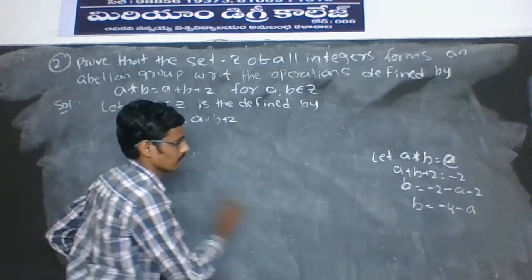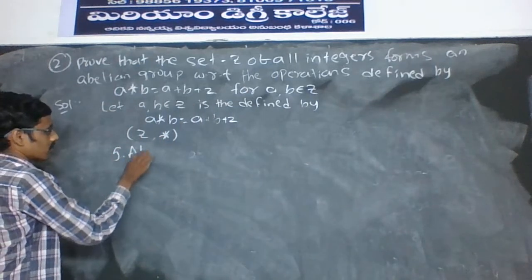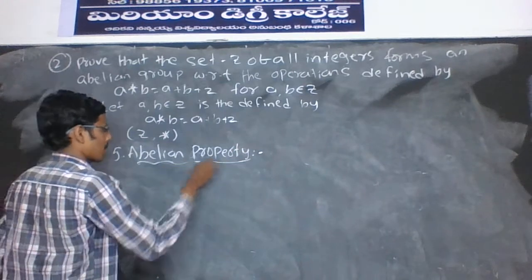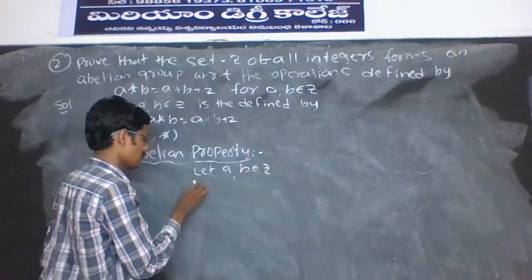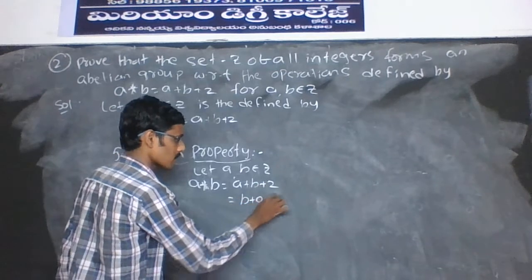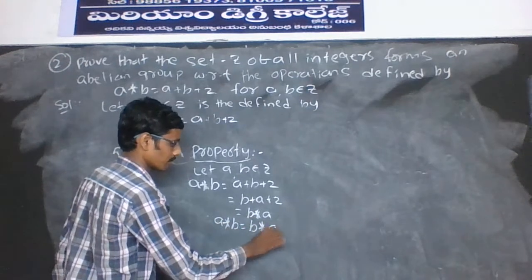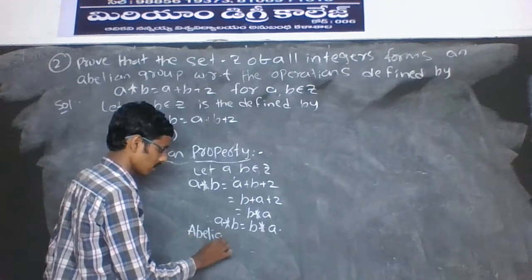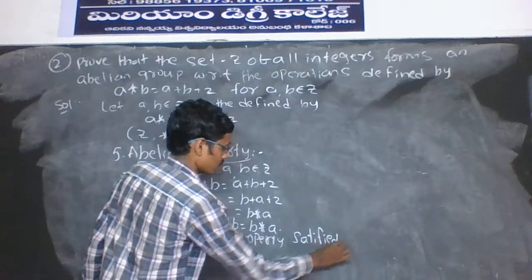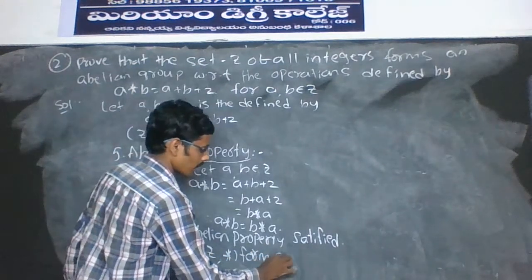Abelian property. Let a, b belong to Z. a star b is equal to a plus b plus 2, which implies b plus a plus 2, which implies b star a. Therefore, a star b is equal to b star a. Abelian property satisfied. Therefore, Z comma star forms an abelian group.